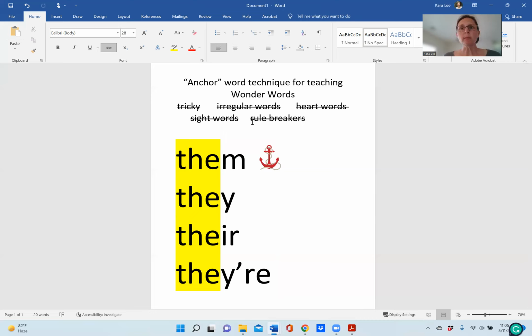So this again is the idea of using an anchor word for learning a set of wonder words. And you get a lot of bang for your buck here. There's no reason to teach these words separately from each other. Again, only in the sense of if you don't want to do all of them at once, that's fine. But even if you do them and they, you can come back later and do their, T-H-E-I-R, and then even they're, T-H-E-Y apostrophe R-E. There are other techniques for teaching wonder words, using a word matrix and also a verb conjugation chart.